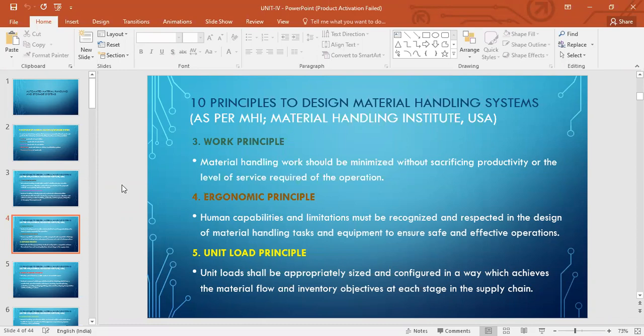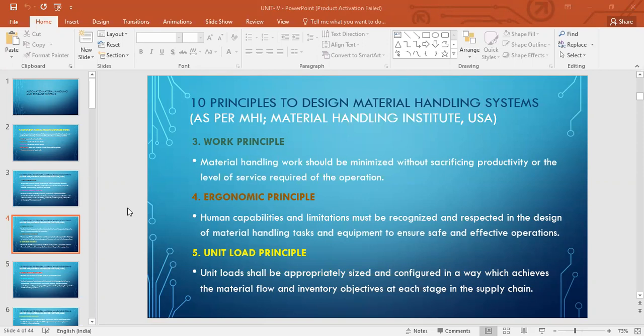And ergonomic principle. About ergonomic principle, human capabilities and limitations must be recognized and respected in the design of material handling tasks and equipment to ensure safe and effective operations. Basically, you have to consider the operators who are involved, or the systems which are involved.